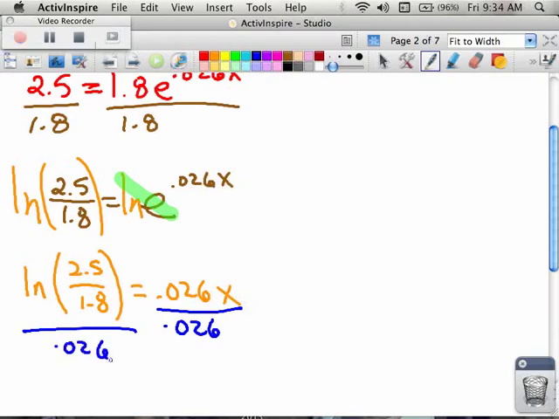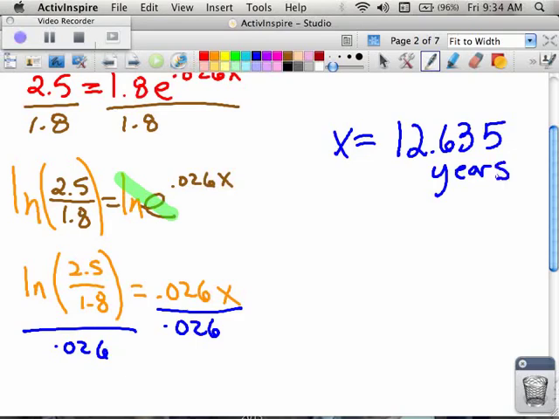And when you do that on your calculator, try it now, you should get 12.635. Don't forget that this 12.635 is in years, because you're trying to figure out when is this going to happen. But that's not how they want their answer. They want to know what year.